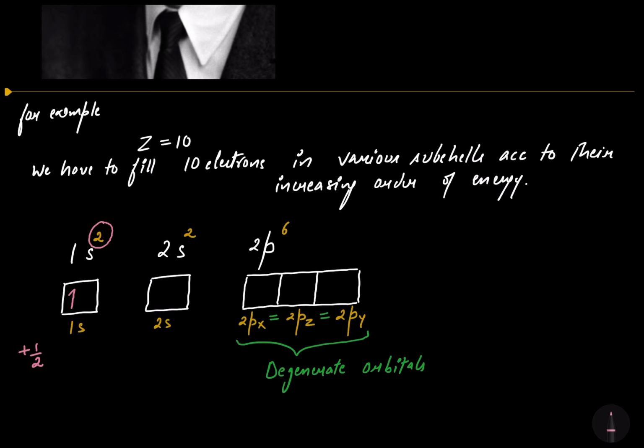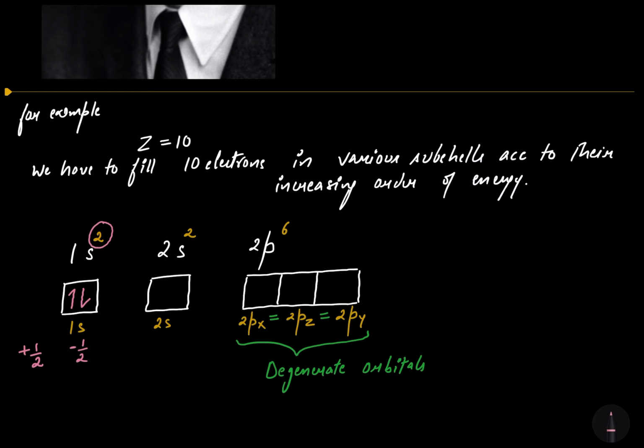Now let's talk about the other electron. The other electron will have an opposite spin like this, so the spin quantum number will be minus half. So the spins get cancelled, and it will minimize the repulsive forces between the electrons present in the same orbital. So it's a rule that when two electrons are present in the same orbital, both will have opposite spins. That is, one electron will have a spin quantum number of plus 1 by 2 and the other will have minus 1 by 2, so as to minimize the repulsive forces between them.